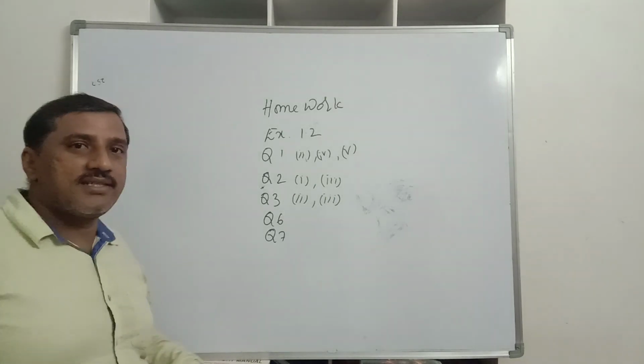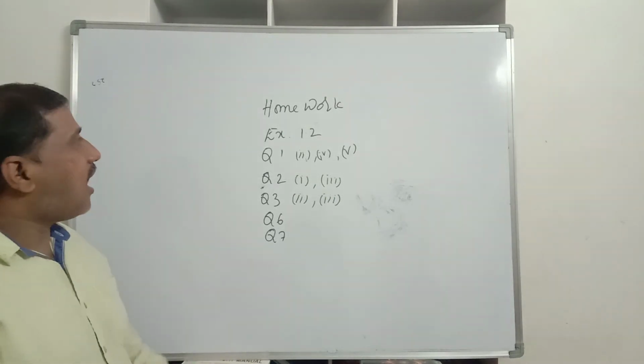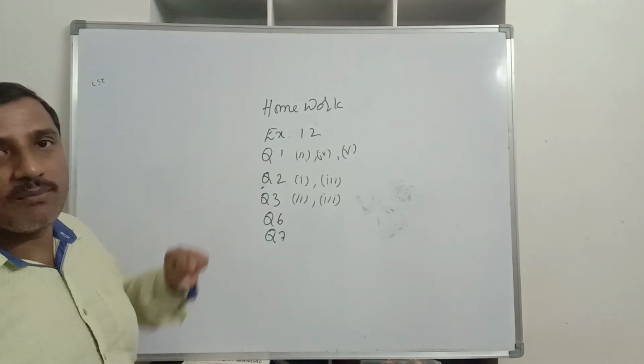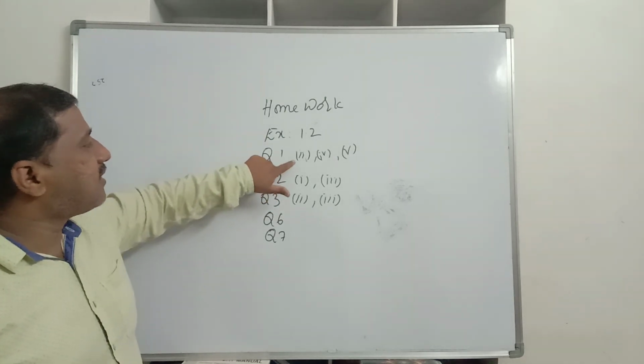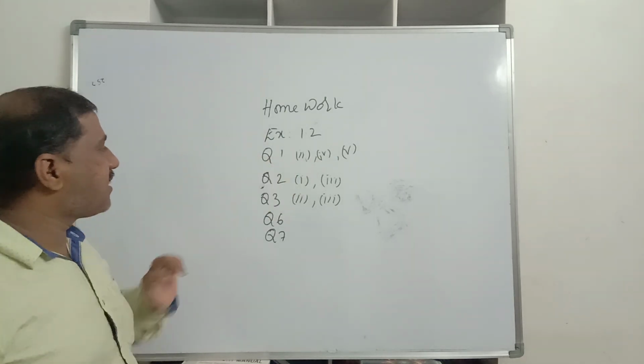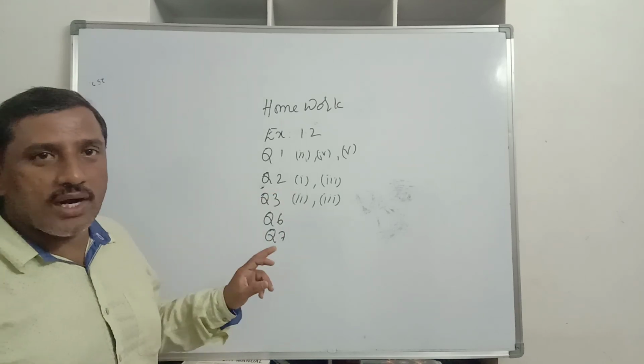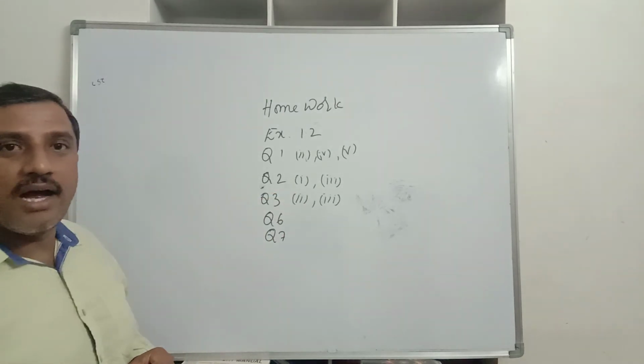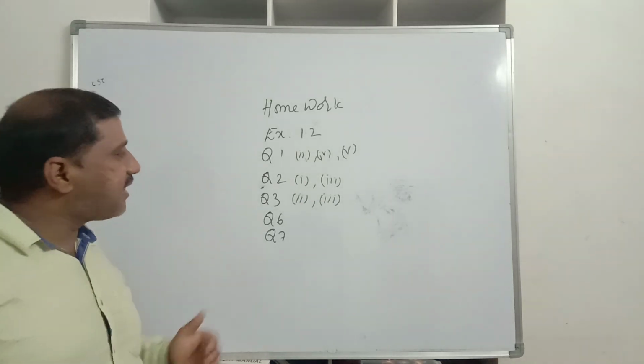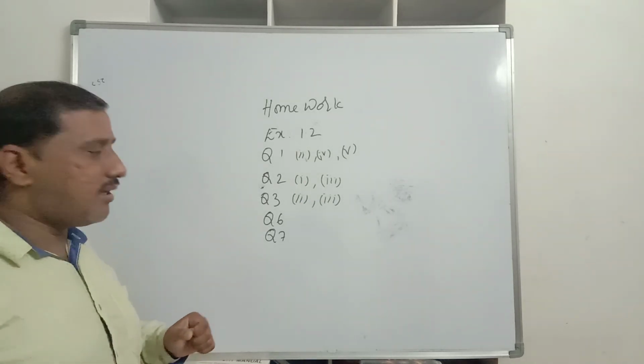I think today's concept is clear to you. And today's homework is exercise number 1.2, question number 1, second, fourth and fifth bits, question number 2, 1 and 3, question number 3, 2 and 3, question number 6 and question number 7. Complete the given homework in the notebook, and thank you very much.